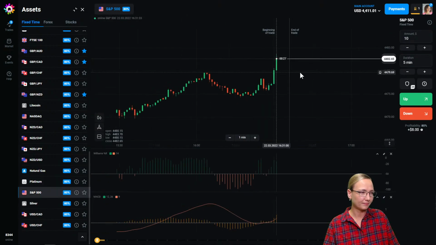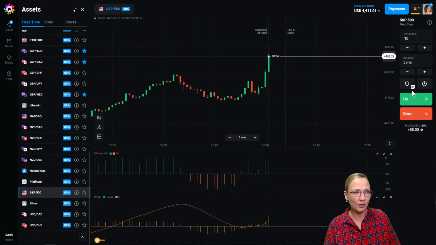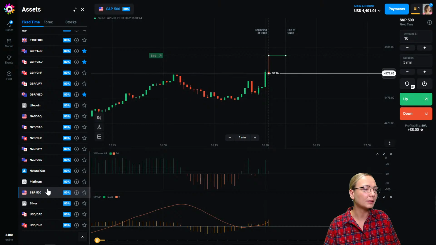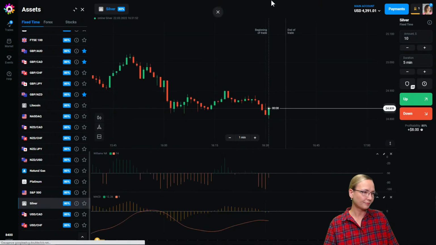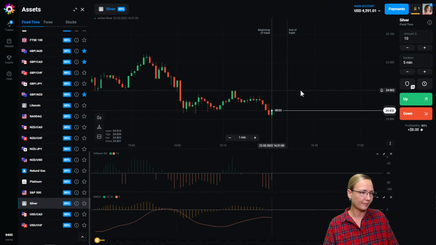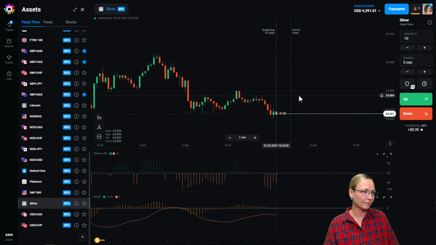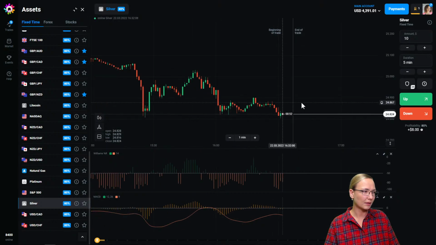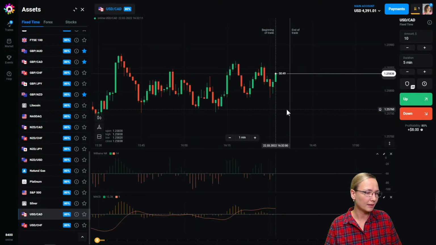S&P 500. Seems like the indices are on a rise. Go ahead and trade that. Oh my goodness gracious. Silver. Looks like it was in a flat, but it's trying to break this level down, but not so sure. Kind of thinking. Alrighty.